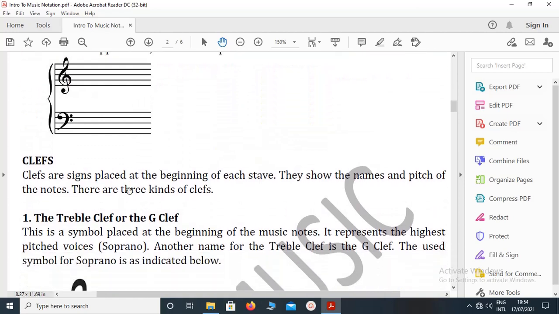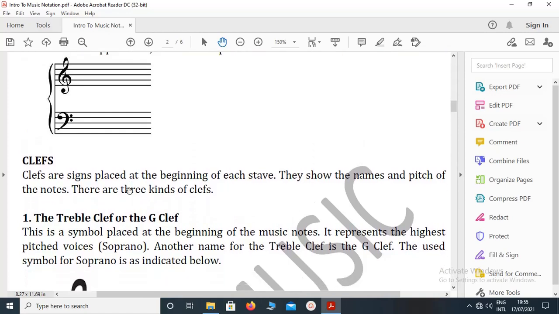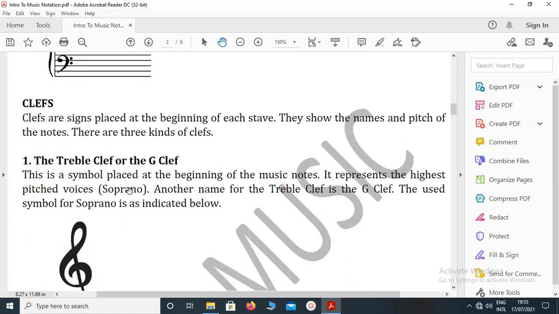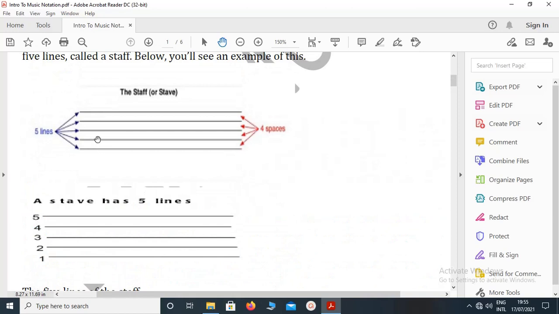Having said that, perhaps we can look at the clefs. Now, a clef is normally a sign placed at the beginning of each stave. It shows the names and pitch of the notes. There are three kinds of clefs. At the beginning of the music, when you look at this line, always at this very beginning point here, there is a clef. A clef is what we use for representing the music at this point here.